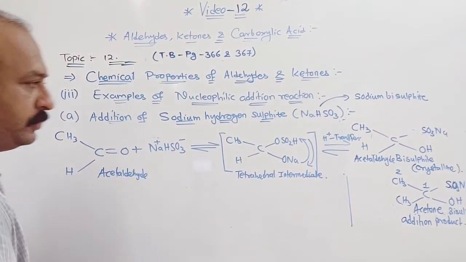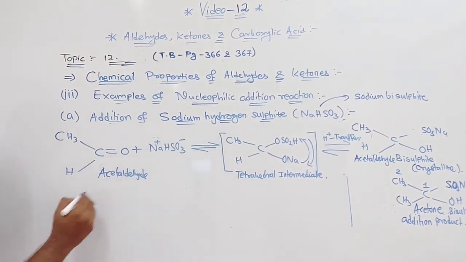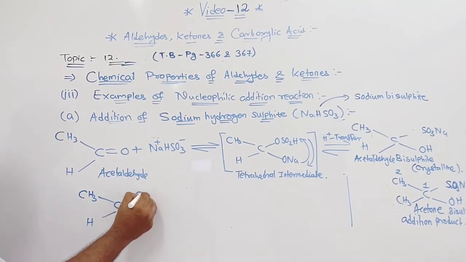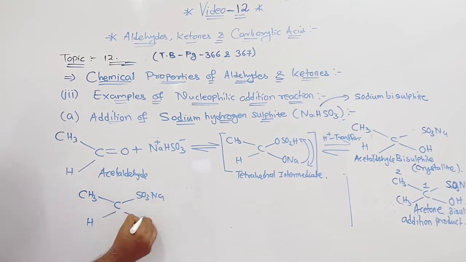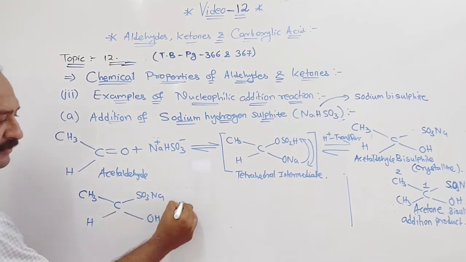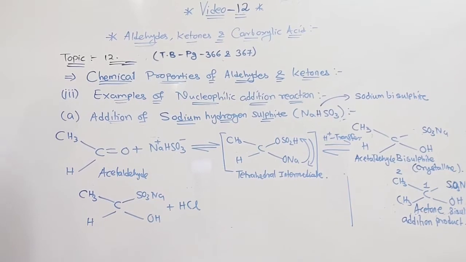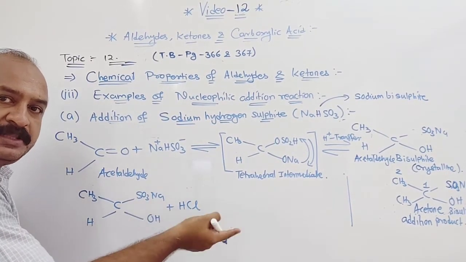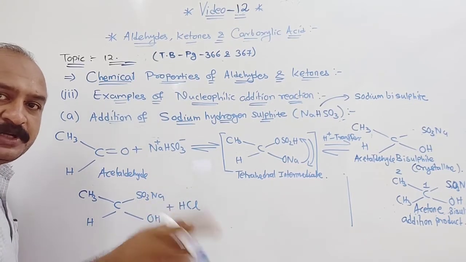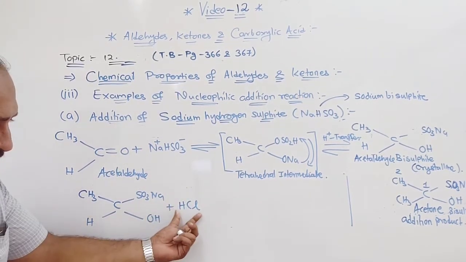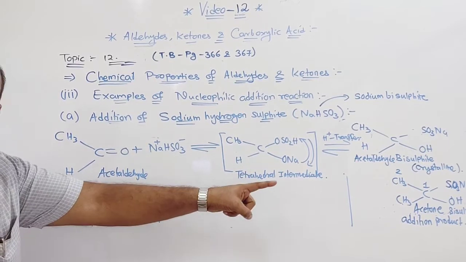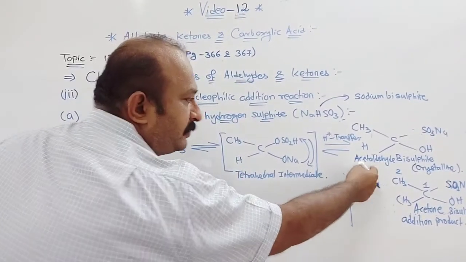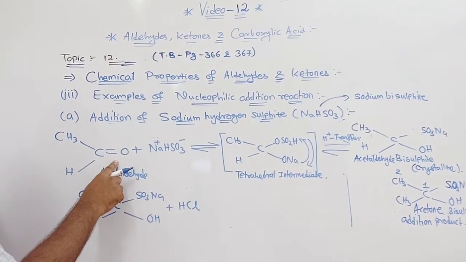Now, if you want to get the original product back from this, what do we have to do? This product you got, CH3CH(OH)SO3Na, I will treat it with what? HCl. Either you can treat with HCl or with NaOH, that is acid or base, as given in your textbook. So if I treat it with HCl, I can purify this compound and I will get the original compound back again.